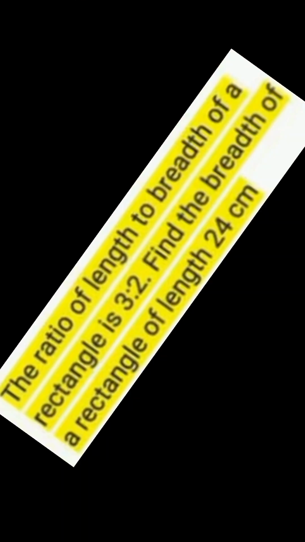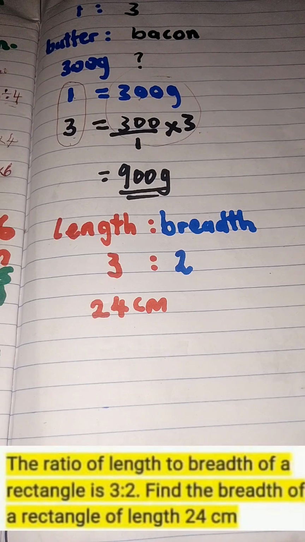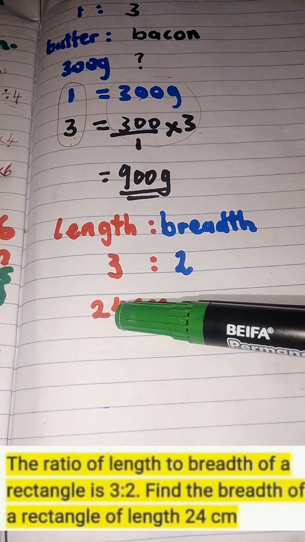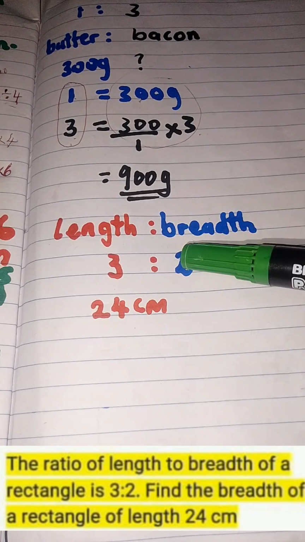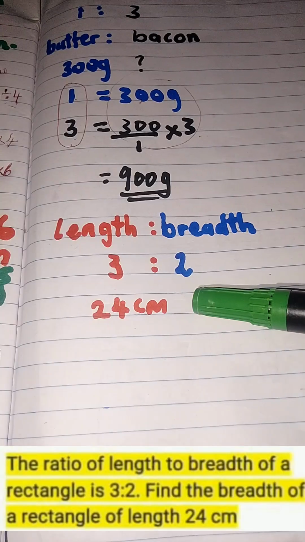This one says the ratio of length to breadth of a rectangle is 3:2. Find the breadth of a rectangle of length 24 centimeters. So rearrange it. This is what we get. Length 3 and 24 centimeters. Breadth 2, but we don't have it. So we're looking for the breadth. Remember, we don't have a total. So it's different from the other one.